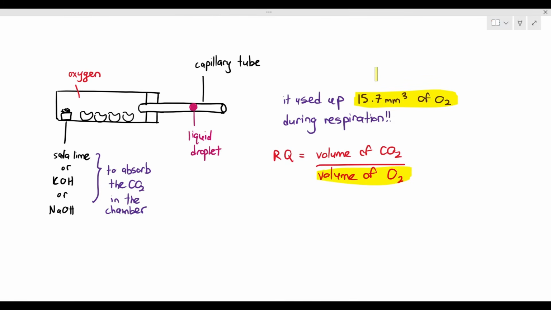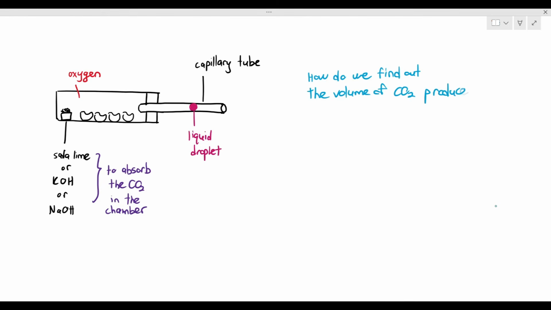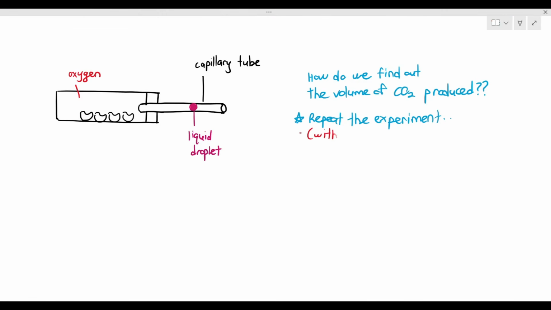Why? Because whatever carbon dioxide that the seeds produced was absorbed by the soda lime. So, how do we find out the volume of CO2 produced? You have to repeat the experiment again, but in this case, without the soda lime, potassium hydroxide, or sodium hydroxide. Question is, why? So, let's look at this.